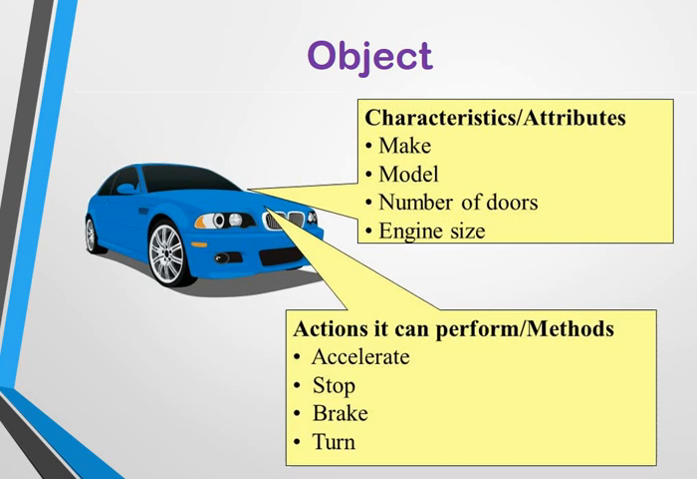Now similarly, suppose a car. Obviously a car is a real world entity, so we can take the example of an object as a car. So what will be the characteristics? The characteristics will be the model of the car, the number of doors in the car, the engine size, the manufacturer of the car. And what will be the actions? The actions will be its behavior: how to accelerate the car, how to stop the car, how to turn the car, how to brake while driving. So these are the basic characteristics and behaviors that are implied on an object.